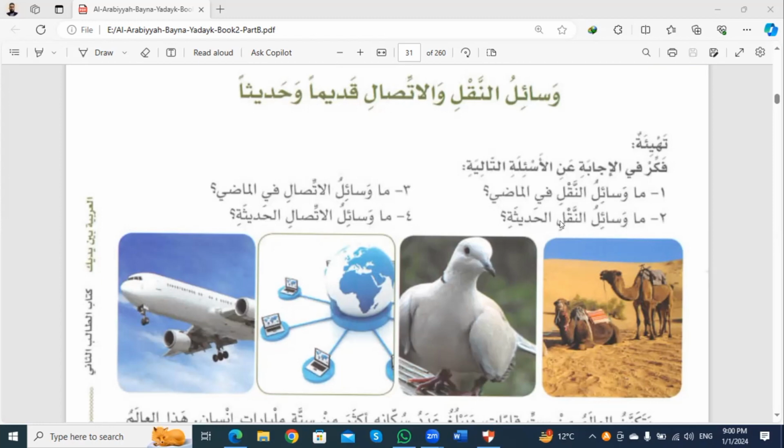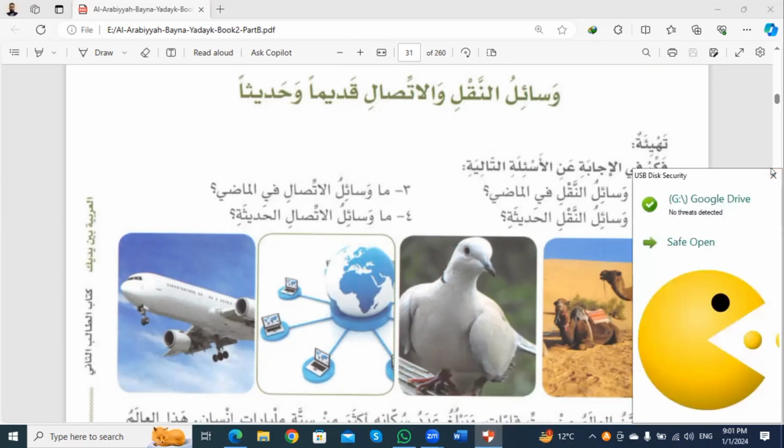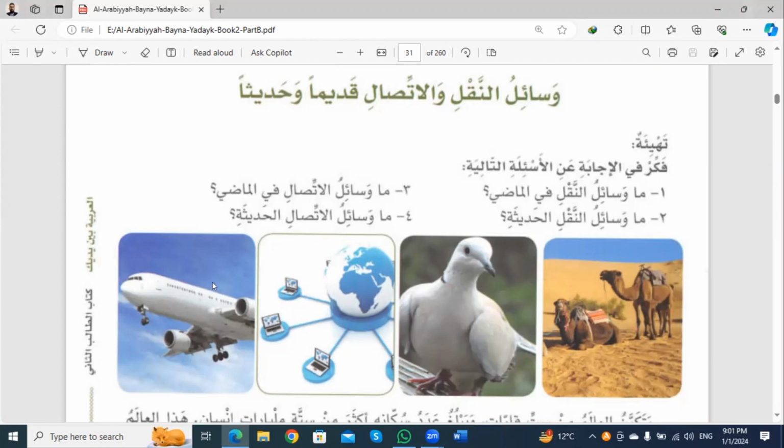What are the modern means of transportation? The airplane, the train, and the car. Very good.